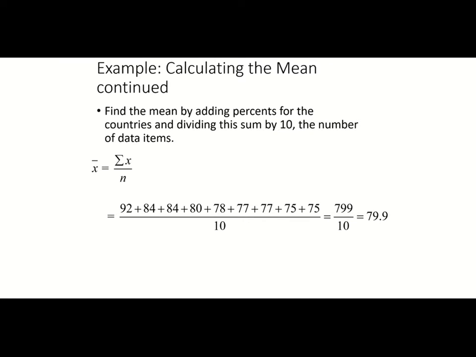So here you can see that if we take all of those numbers in the teal, and add 92 plus 84 plus 84 plus 80 plus 78 plus 77 plus 77 plus 75 plus 75. You get 799, and then we'll divide it by 10 because there were 10 countries that were looked at. And that gives us an average or a mean of 79.9% of people think that inventiveness can be learned.